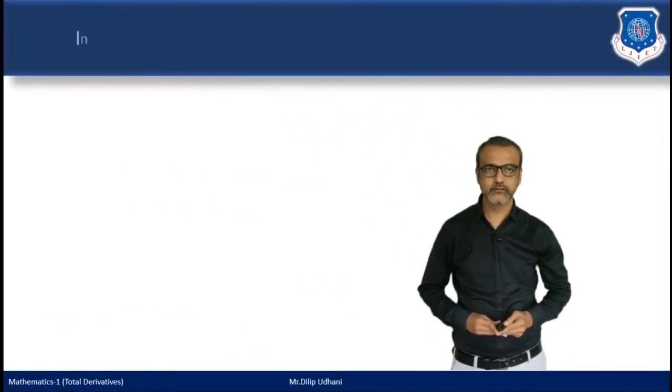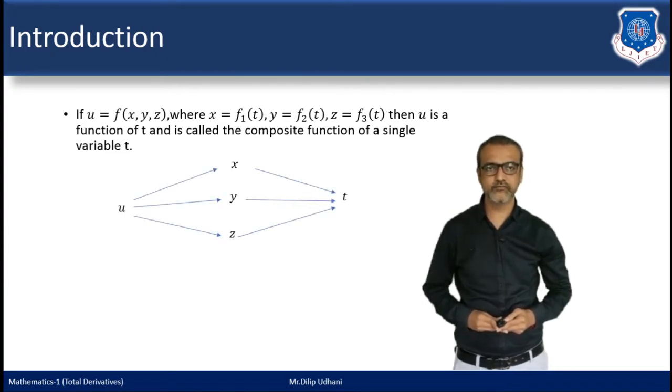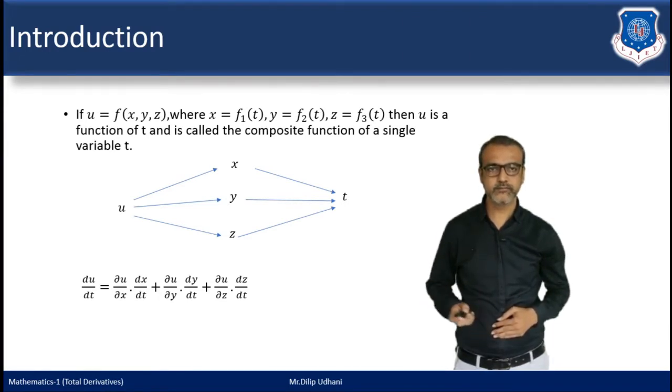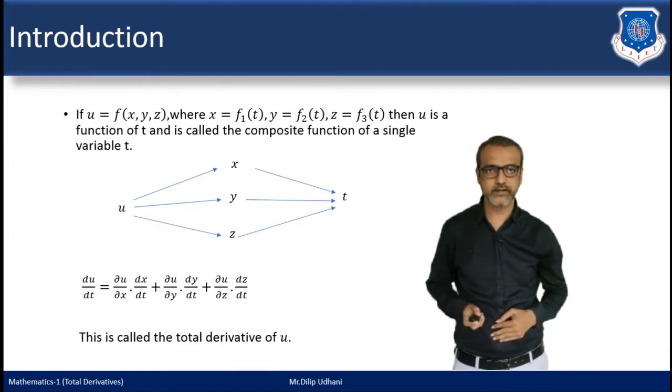Now similarly, if u equals a function of x, y, z, where x, y and z are functions of the single variable t, then u is a function of t and is called the composite function of single variable t. From the diagram you can see that u is a function of three variables, x, y and z, and x, y and z are functions of the single variable t. In this case, du by dt will be del u by del x into dx by dt plus del u by del y into dy by dt plus del u by del z into dz by dt. So this is again the total derivative of u. But here u is a function of three variables, x, y and z, and x, y, z are functions of the single variable t.